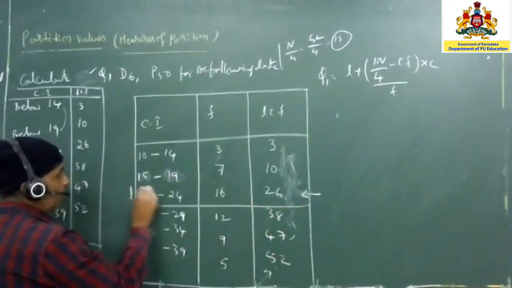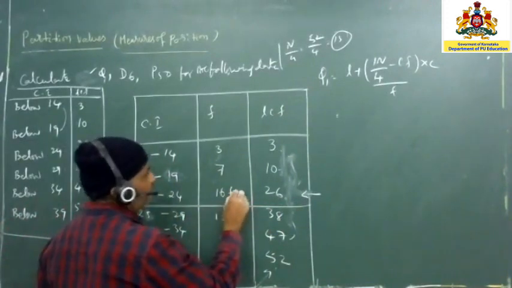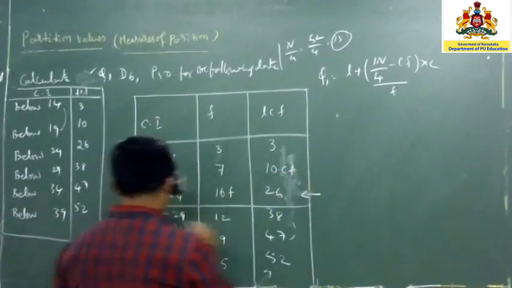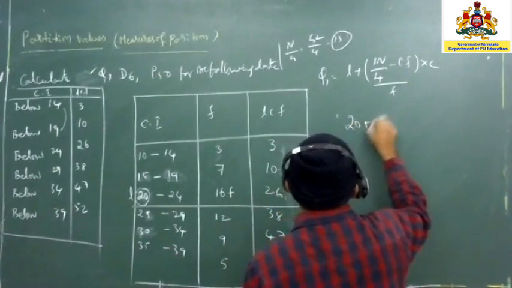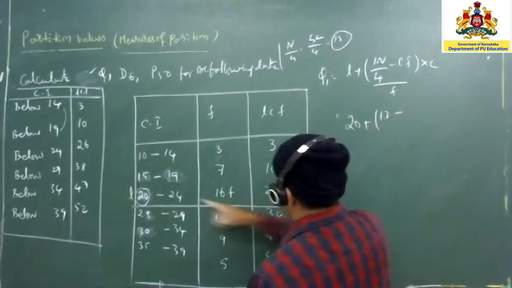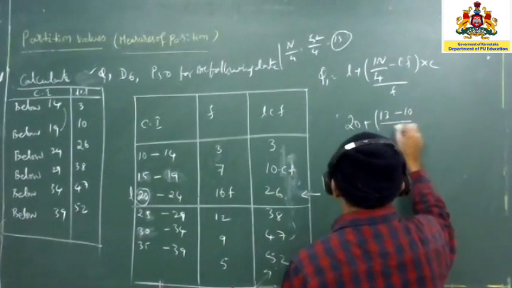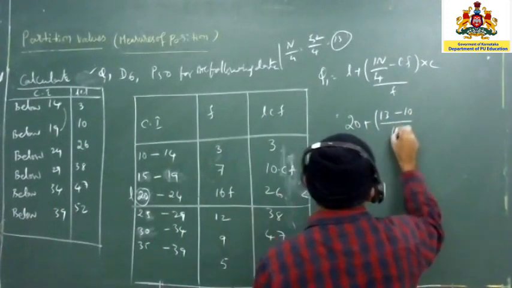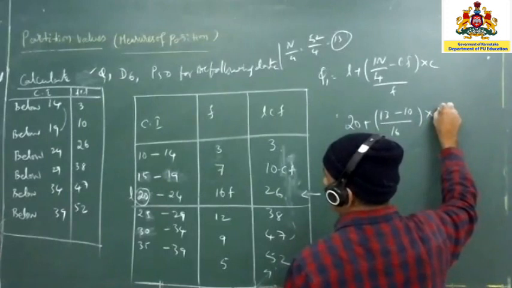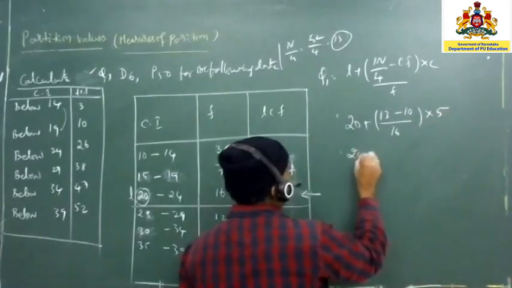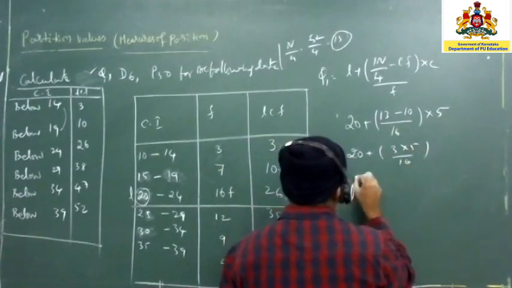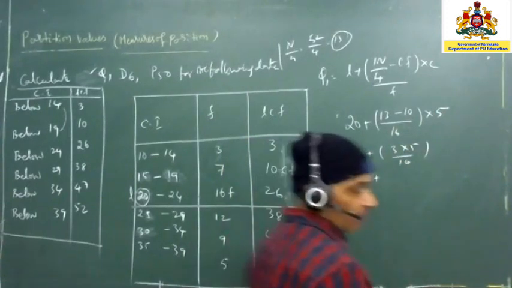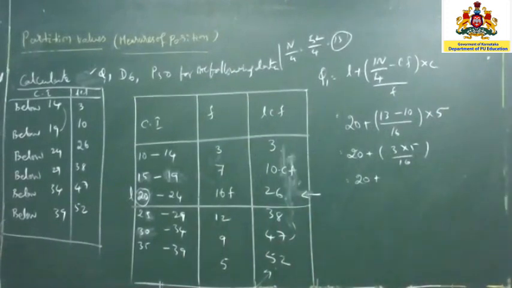So this is going to be 20 is going to be the L and this is going to be the F and CF is going to be here and the difference is going to be the class interval. So now here it is going to be 20 plus 13 minus CF is what? 10. I said always CF should be less than this part. So 16 and into the 5. So now 20 plus 3 into 5 divided by 16. So 20 plus 15 divided by 16.